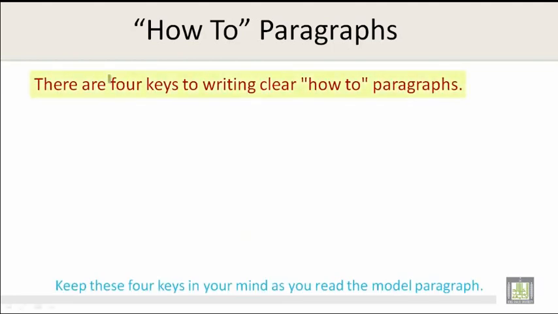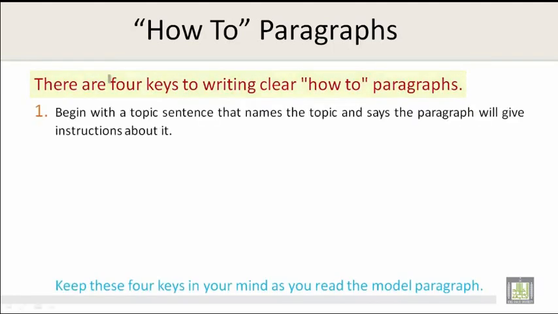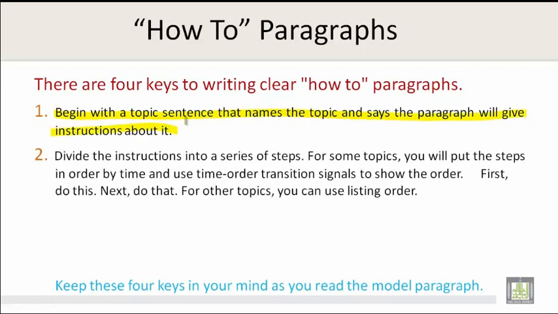There are 4 keys to writing clear how-to paragraphs. Key number 1 is begin with a topic sentence that names the topic and says the paragraph will give instructions about it. Number 2. Divide the instructions into a series of steps. For some topics, you will put the steps in order by time and use time-order transition signals to show the order. First, do this.